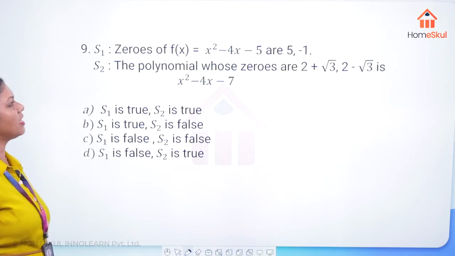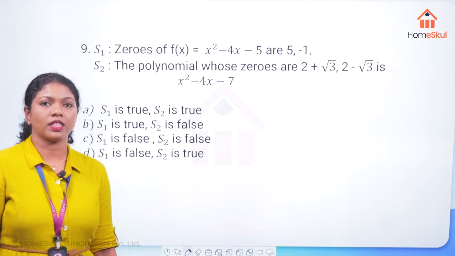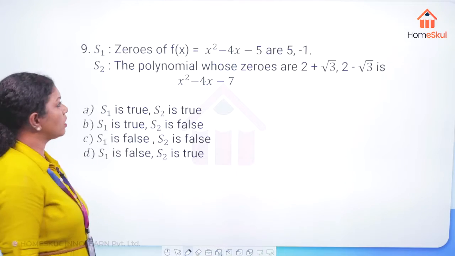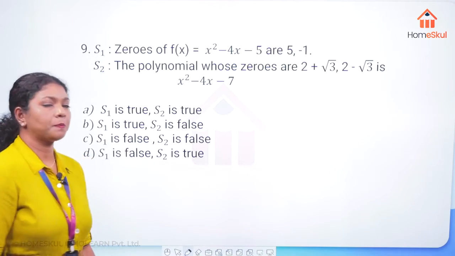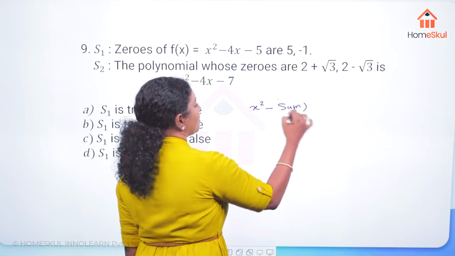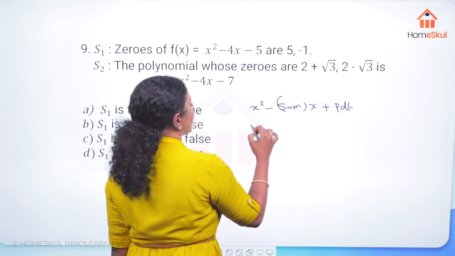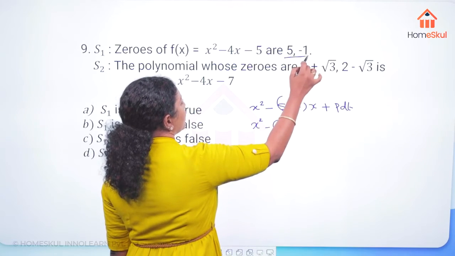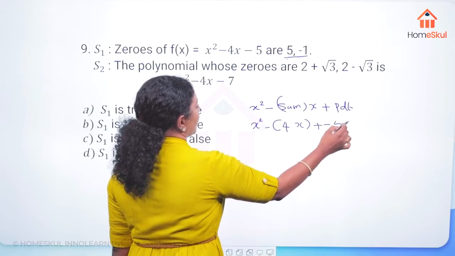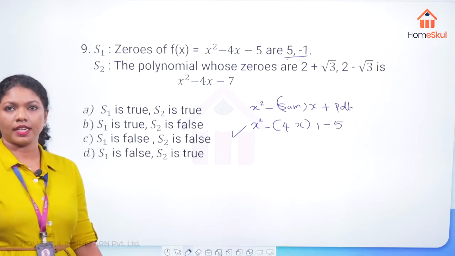Okay, the next question is: zeros of the polynomial x square minus 4x minus 5 are 5 and minus 1. Zeros are given. So is it right? X square minus sum of roots into x plus the product. Let us try that. X square minus the sum of these two numbers, which is 4x, plus the product, which is minus 5. Yes, it is correct only, right? So the first part is correct.